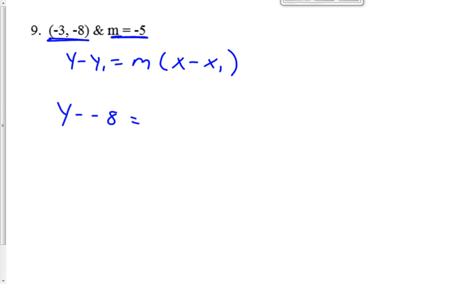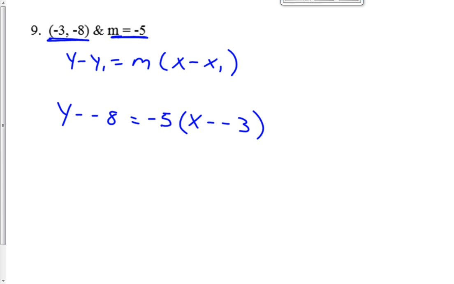For question number 9 here, it's find the equation of a line, and we want to have this in slope-intercept form. So we're going to put it into y minus y1 equals m times the quantity x minus x1. That's how we find the equation of a line in point-slope form. You have a point and you have the slope. So it's y minus a minus 8, that equals m times the quantity x minus a minus 3. And our m is the number negative 5.